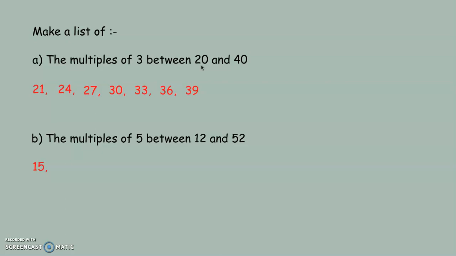So you keep adding on 5 until you get close to 52 but not greater than 52. So 15, 20, 25, 30, 35, 40, 45, 50, and then I stop at that point. If I added on another one, I would go to 55, and I don't want to go past 52, okay?